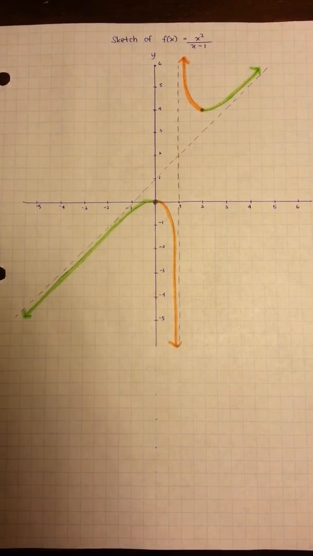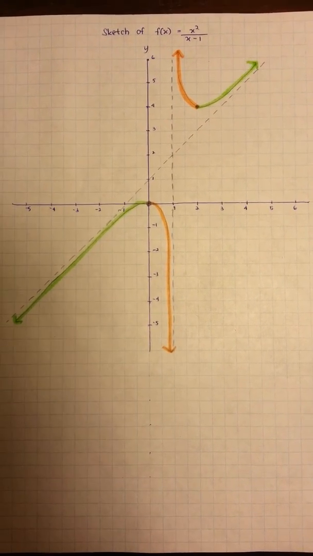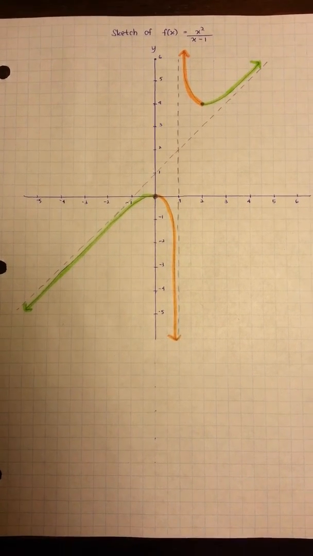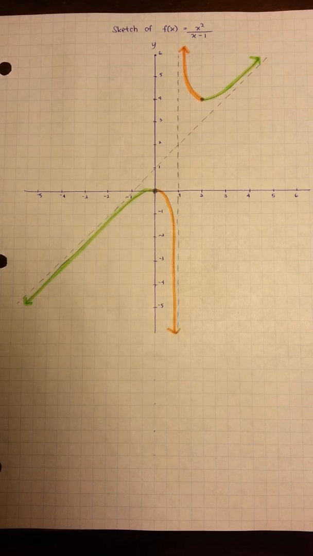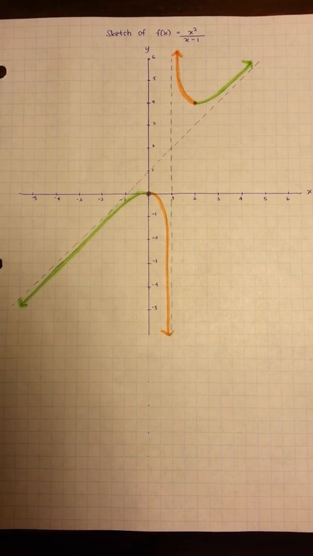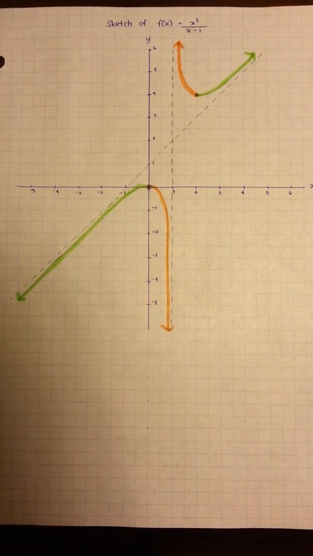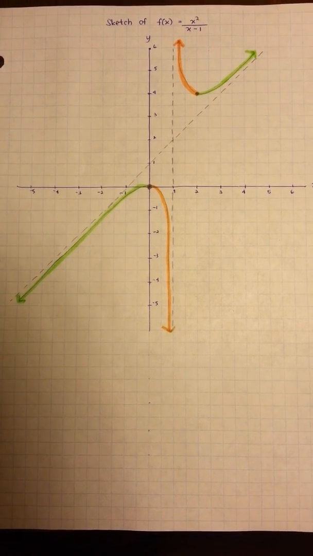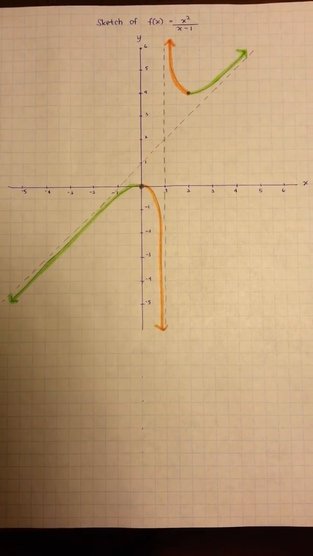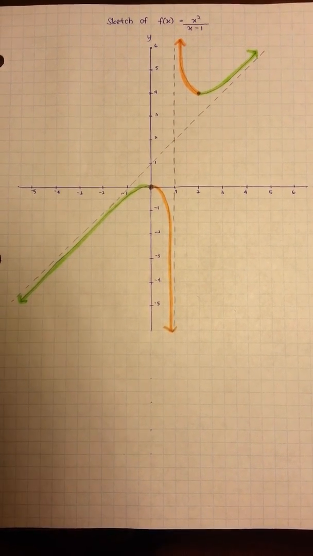Next, I used my table of increasing and decreasing intervals to determine that this is what the graph would look like. The green highlighted part shows the intervals of increase, and the part that is highlighted in orange shows the parts that are decreasing. And this is also confirmed with the table that I made for the concavity and the points of inflection. So this is the final graph of f(x) equals x squared over x minus 1.